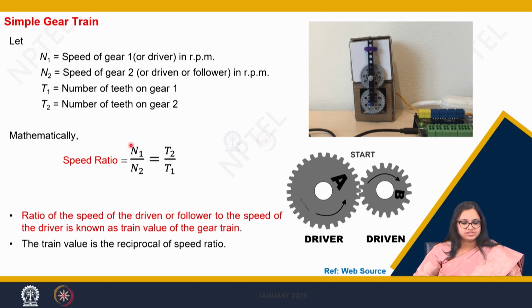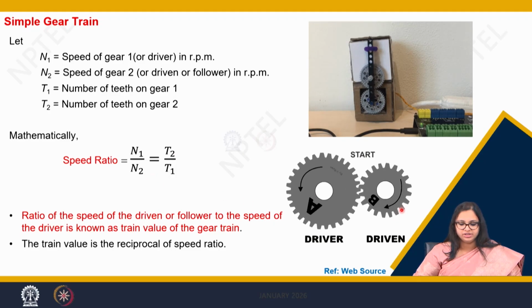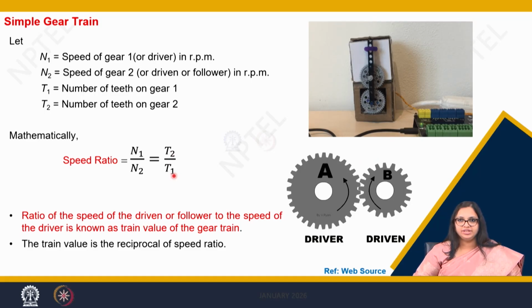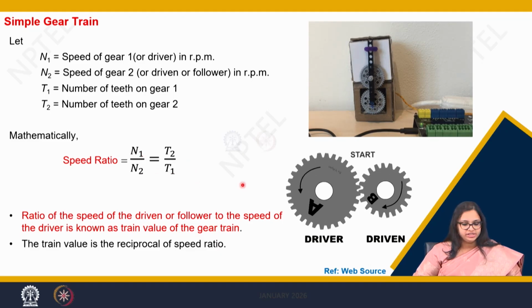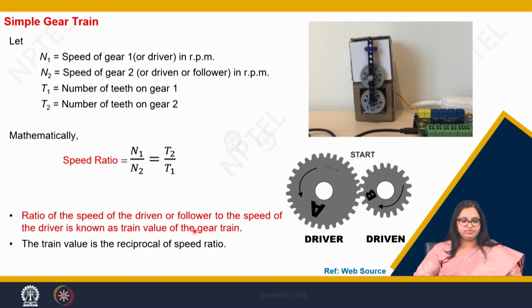So that gives us the speed ratio of this kind of gear train, where N1 is the speed of gear 1 and N2 is the speed of gear 2, which is the driven. This is equal to the reciprocal of their corresponding teeth. So N1 by N2 is equal to T2 by T1. Again, there is another term which we call the train value. The train value is the reciprocal of the speed ratio. So 1 by speed ratio is the train value of a gear train.